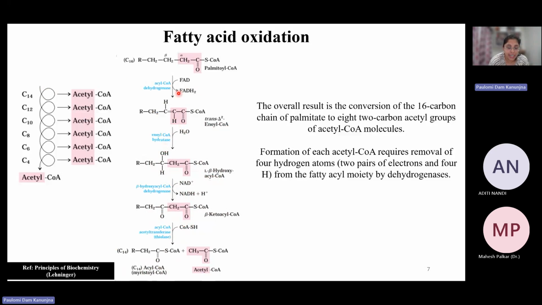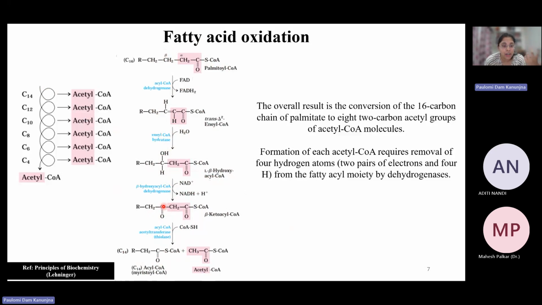So you have dehydrogenation, hydration, dehydrogenation, and acetyl transfer. You have one acetyl coenzyme A, and the other is the myristoyl coenzyme A, which is the fatty acid with two fewer carbons. This is what is happening in fatty acid oxidation. Now in the next round, this myristoyl coenzyme A will have dehydrogenation. Again, the alpha and the beta carbons will form a double bond. Now, why is it called beta oxidation? Because this, if you see, is getting oxidized.